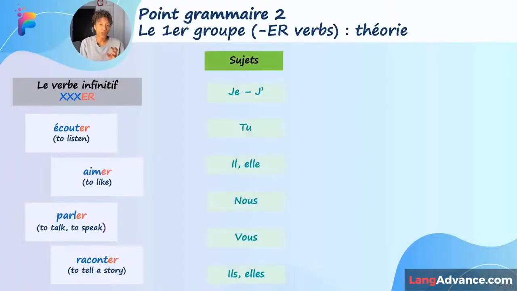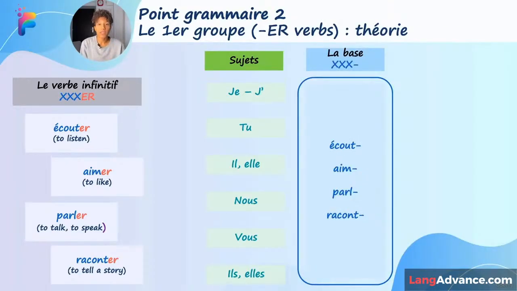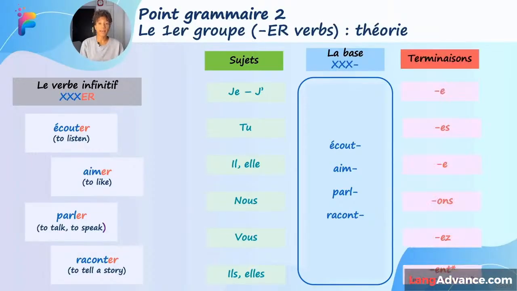In order to know how to conjugate, you need to identify what's the subject. Is it je, tu, il, elle, nous, vous, or ils, elles au pluriel? You will keep the base of your verb. So here we're going to have écoute, aime, parle, raconte. And it's the ending that will vary. La terminaison, it's the ending.